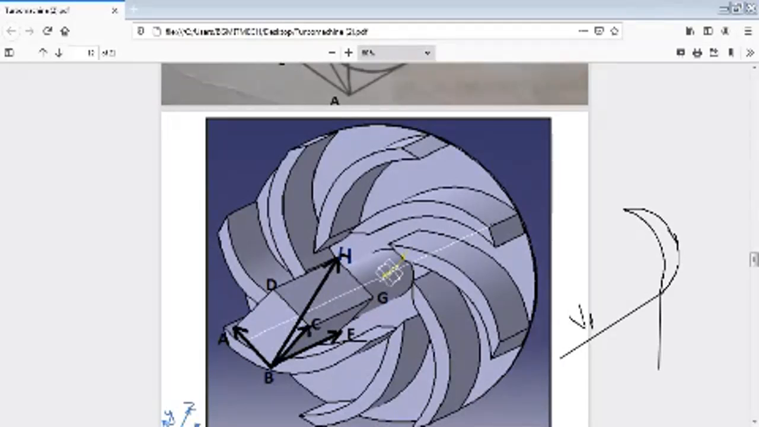Okay, this is the VM1 and one more velocity component, that is VU1. These two are along the tangential direction. This is okay, along the tangential direction.